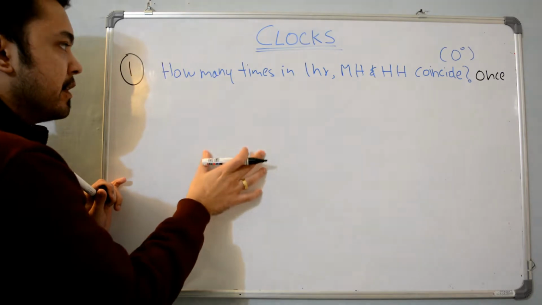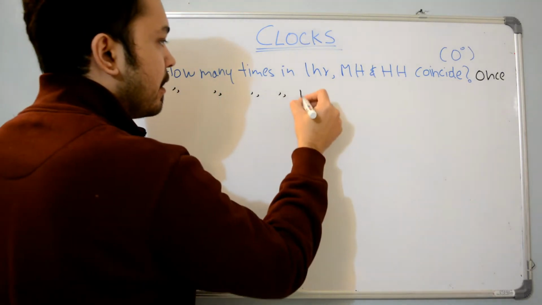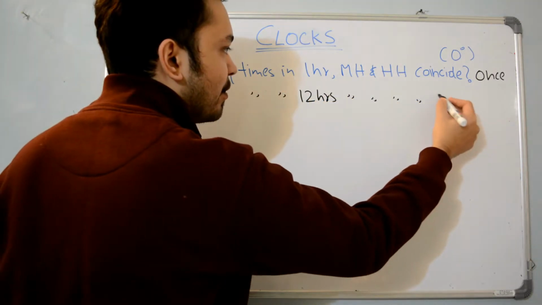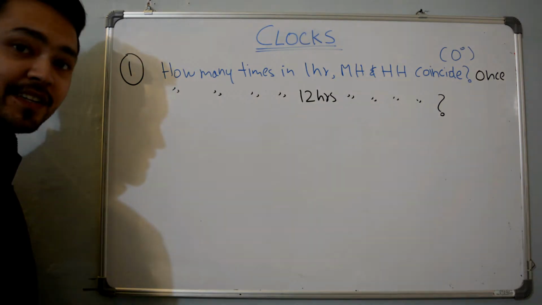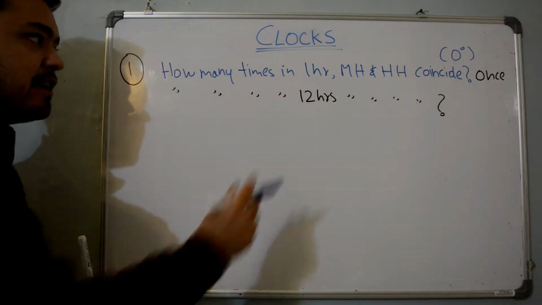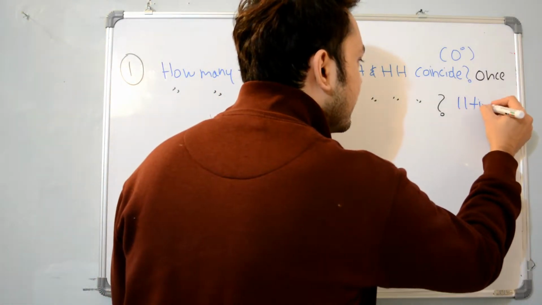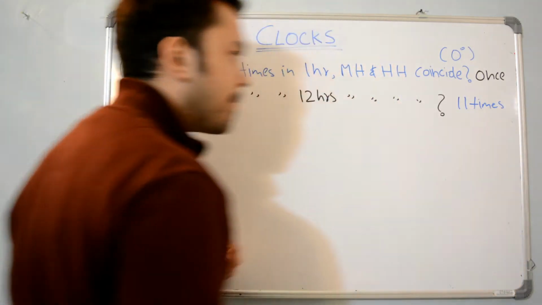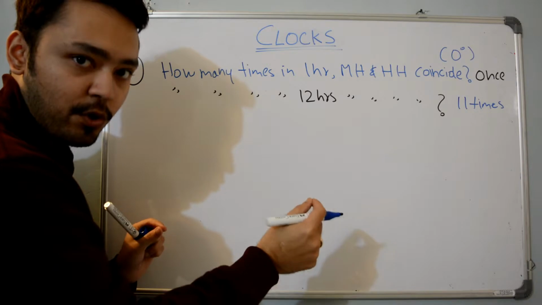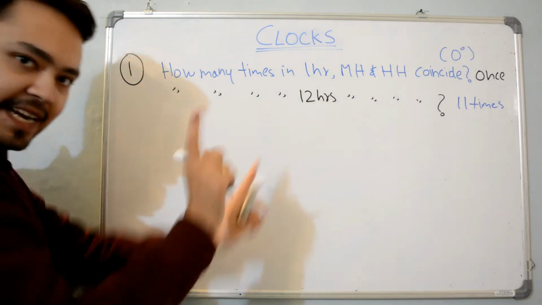Expanding this point further, I ask you how many times in 12 hours the minute hand and hour hand coincide. Now answer. They will do this phenomenon not 12 but 11 times. Why? Because between 11 and 1 o'clock they will meet only one time, at 12 o'clock, right?